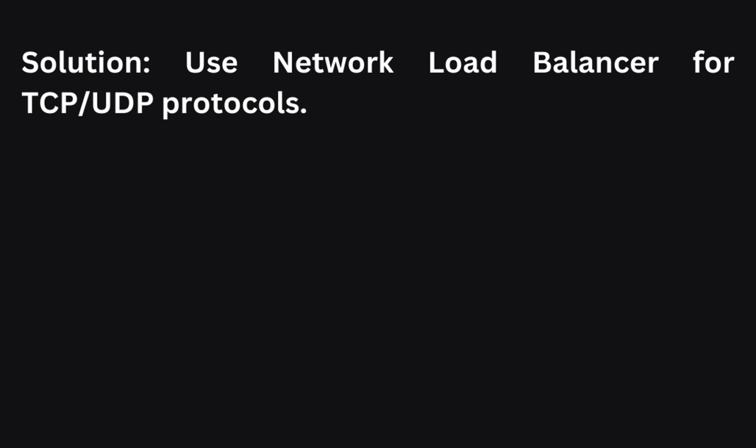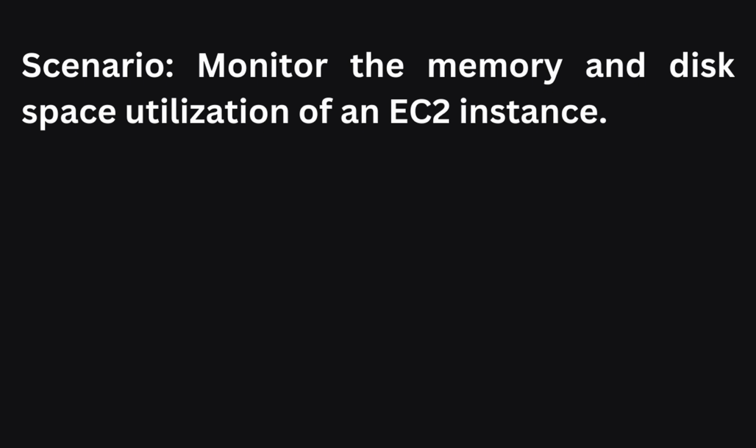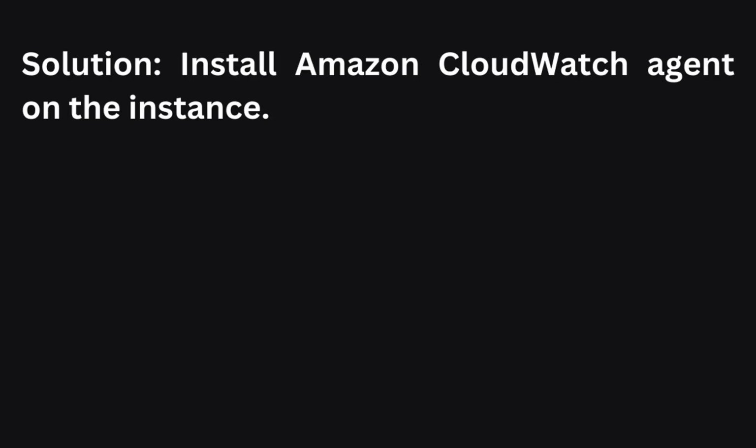In the next scenario, you want to monitor the memory and disk space utilization of an EC2 instance. How can you achieve this? To monitor the memory and disk space utilization of an EC2 instance, you can install the Amazon CloudWatch agent on the instance. This agent collects system level metrics and sends them to CloudWatch, allowing you to monitor and analyze resource utilization. I have made a complete video on this, which is available on my channel. You can check that out, and it is a working solution.